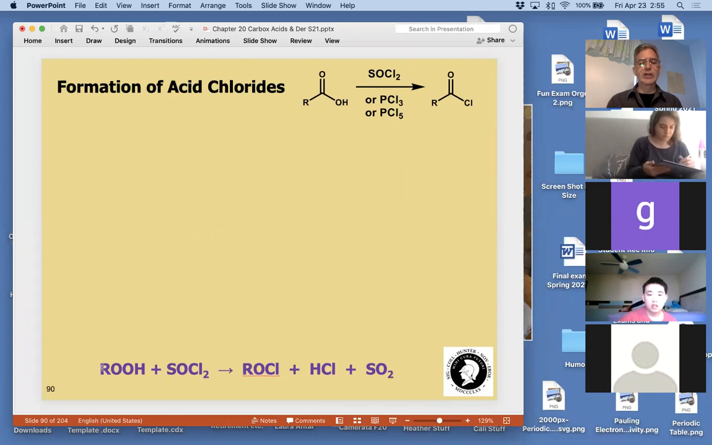I'm showing an actual reaction here at the bottom. The byproducts are HCl and SO2. Don't breathe it. It fumes noxious stuff when you do this.